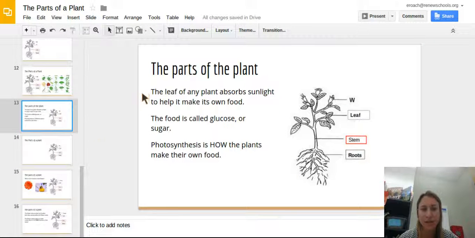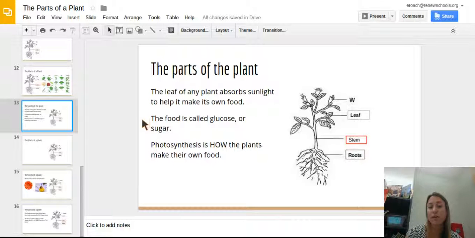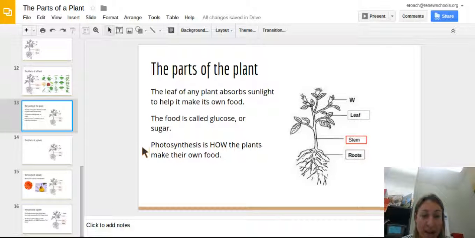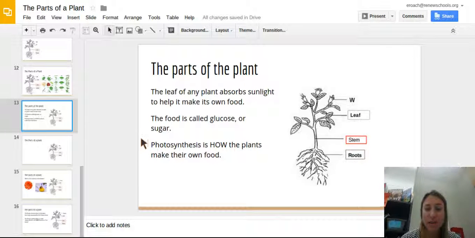The correct answer is the leaf of any plant absorbs or takes in sunlight to help it make its own food. That food is called sugar or glucose. The process of how plants make their own food in the leaf is called photosynthesis. Photosynthesis is how the plants make their own food.